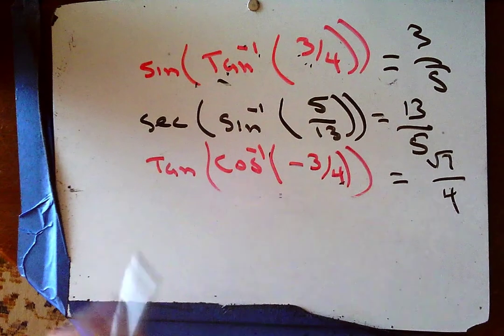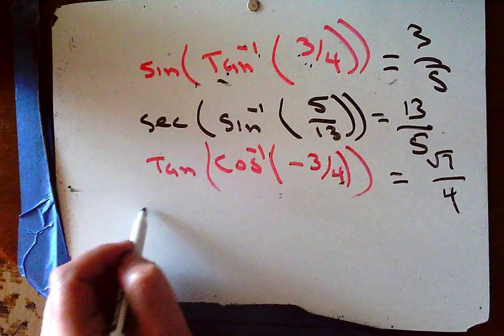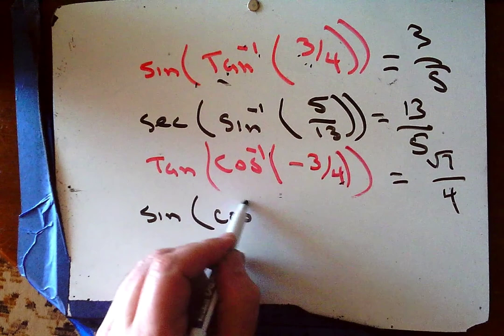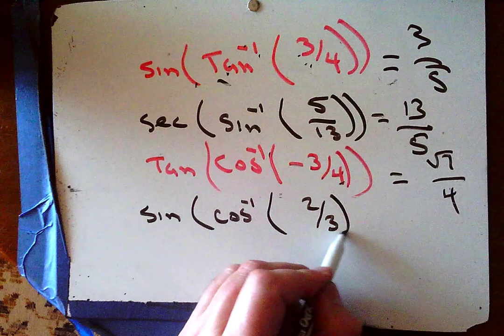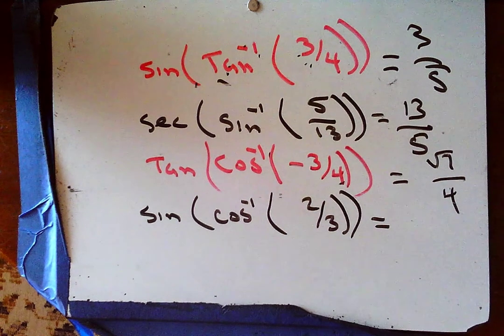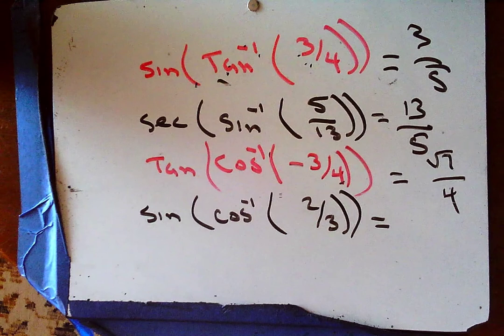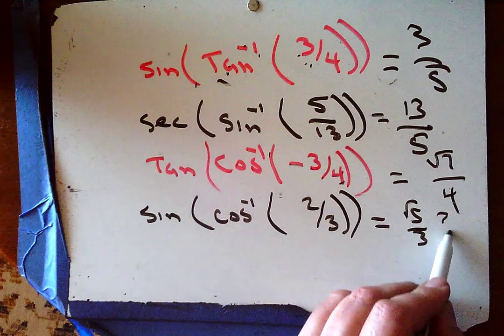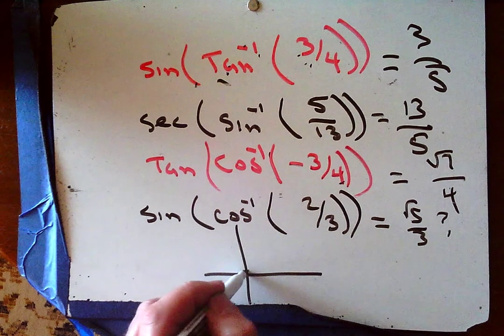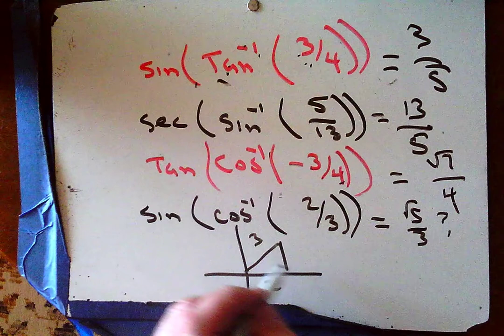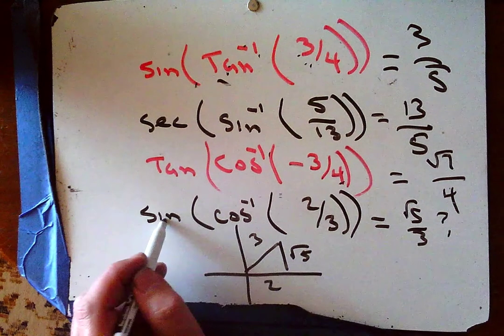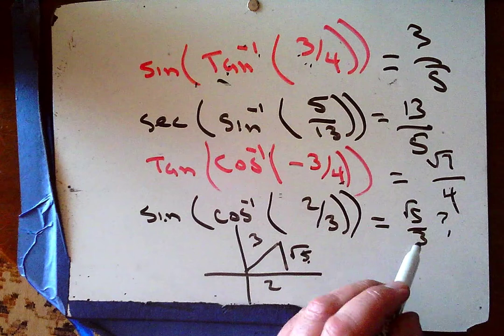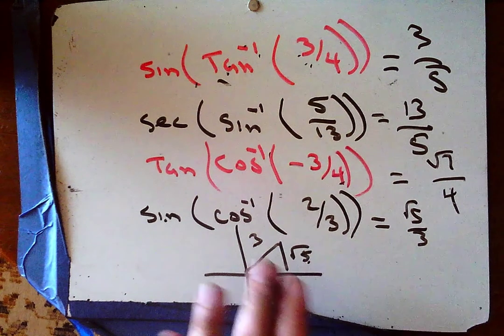How about sine of cosine inverse of 2 over 3? Five, four, three, two, one. Did you get root 5 over 3? Let's draw a triangle. Let's see. 2, 3, square root of 5. Sine is opposite over hypotenuse. Yep. Root 5 over 3.